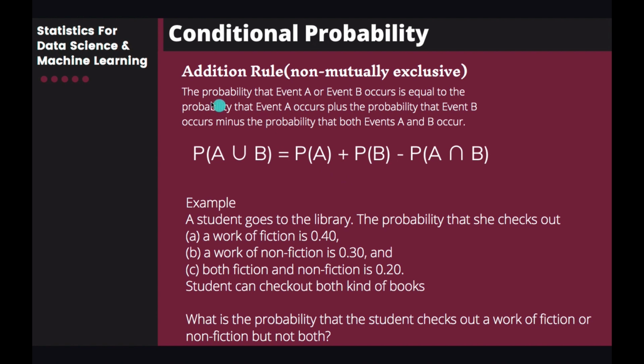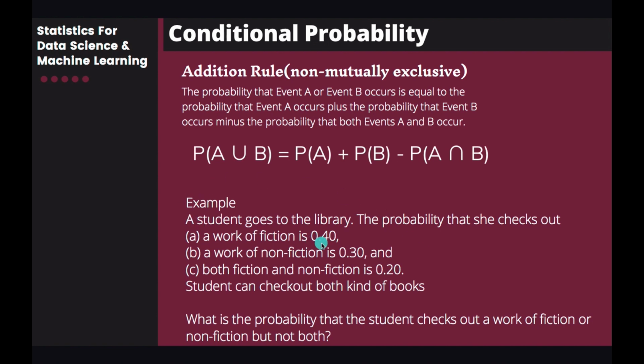Now, over here, we're saying that the probability that event A or event B occurs is equal to the probability that event A occurs plus the probability that event B occurs minus the probability that both of them occur, right? Both events A and B occur. All right. Now, let's use an example for this so that you get an understanding of that.